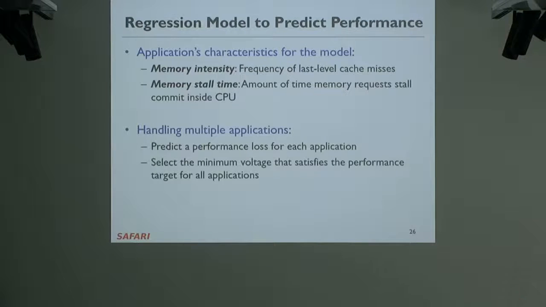And of course, you need to handle multiple applications somehow. That makes things hairy. You predict a performance loss for each application in this case, and you select the minimum voltage that satisfies the performance target for all applications. So in this case, you need to be conservative, basically.